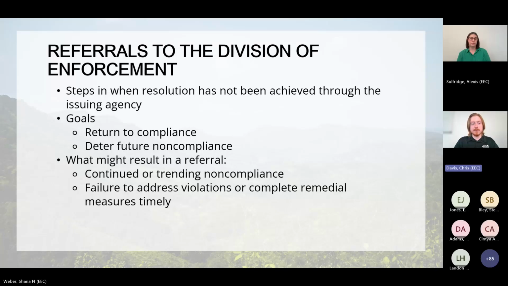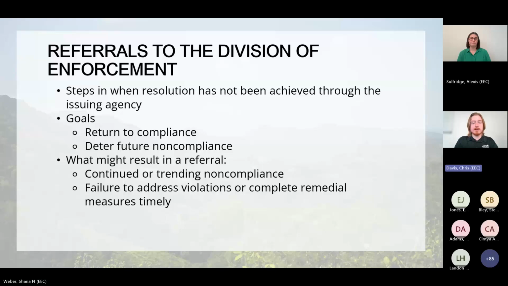Also, what might warrant a referral is failure to address any of the violations or complete remedial measures in a timely fashion. I would say that's probably how we get most of our cases here in enforcement: the NOVs and remedial measures are simply not addressed. They're not done, or just not completed. That's how we get most of our cases, I would say.